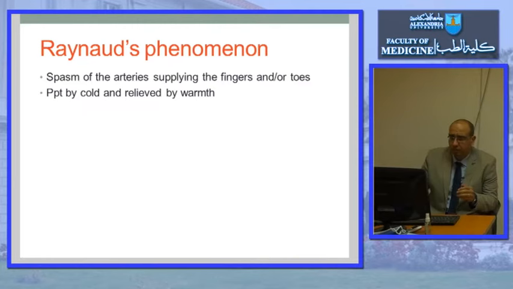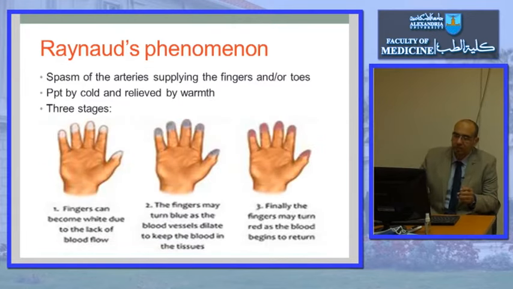What is Raynaud's phenomenon? It is a spasm of the arteries provoked by cold and relieved by warmth. There are 3 stages of Raynaud's phenomenon. At first, the fingers become white due to vasoconstriction. Then the fingers will be blue due to accumulation of the deoxygenated blood. And finally, the fingers will go red due to reactive hyperemia. So at first, there is vasoconstriction, of course, pallor, white, and then there is accumulation of deoxygenated blood, turned blue, and then it becomes red due to reactive hyperemia.